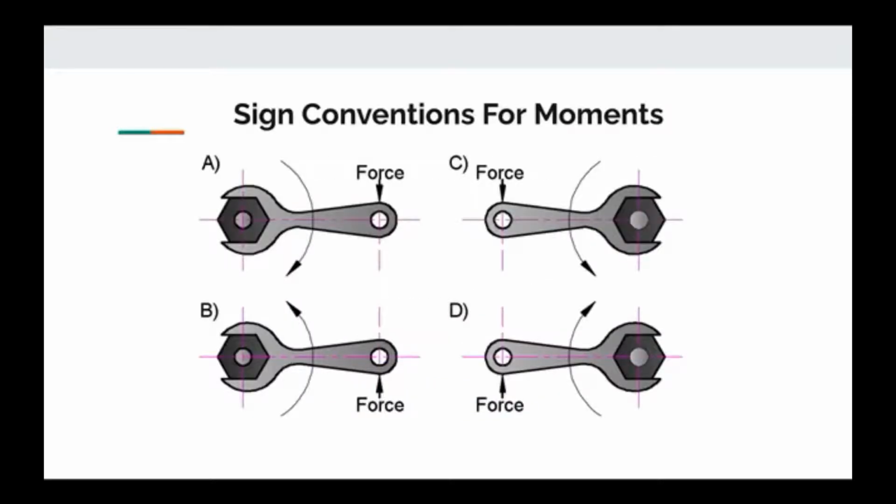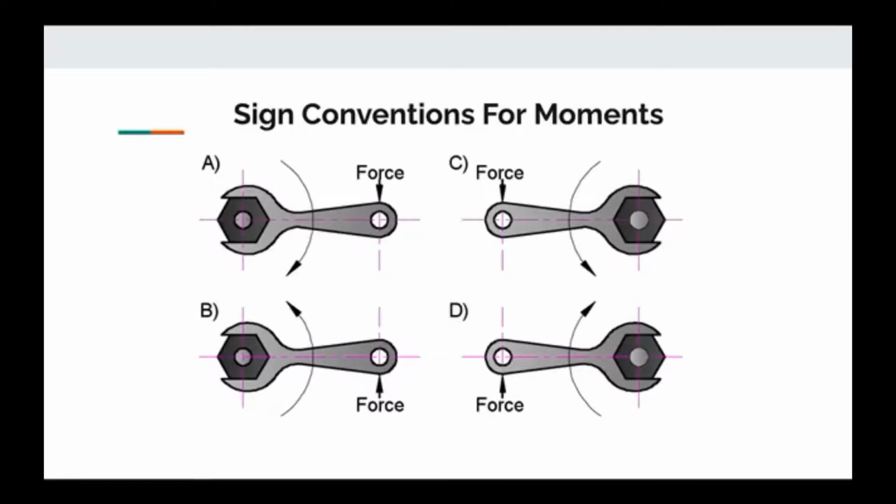Now, as it relates to moment of a force, it can be positive or negative, and that positive or negative sign can be determined based on the direction of rotation. If the rotation is a clockwise rotation, the moment of that force at that particular pivot point will be considered to be positive, while if the rotation is anti-clockwise, the sign will be a negative sign.